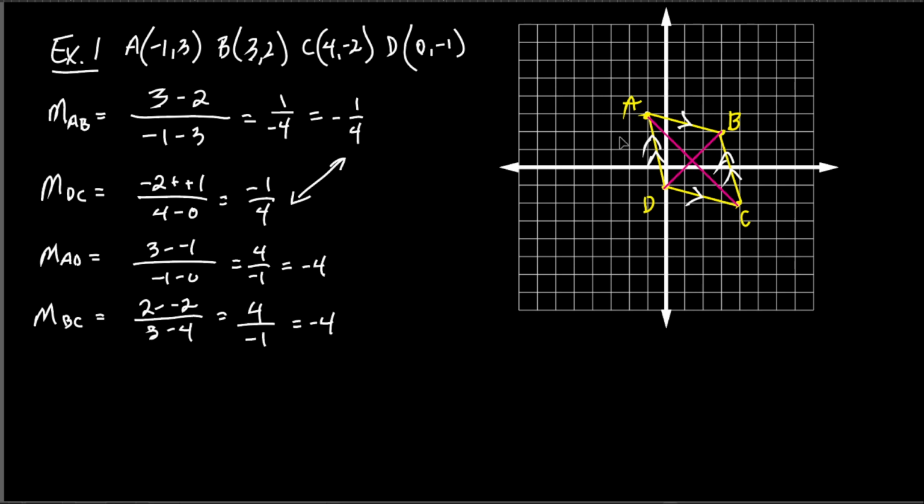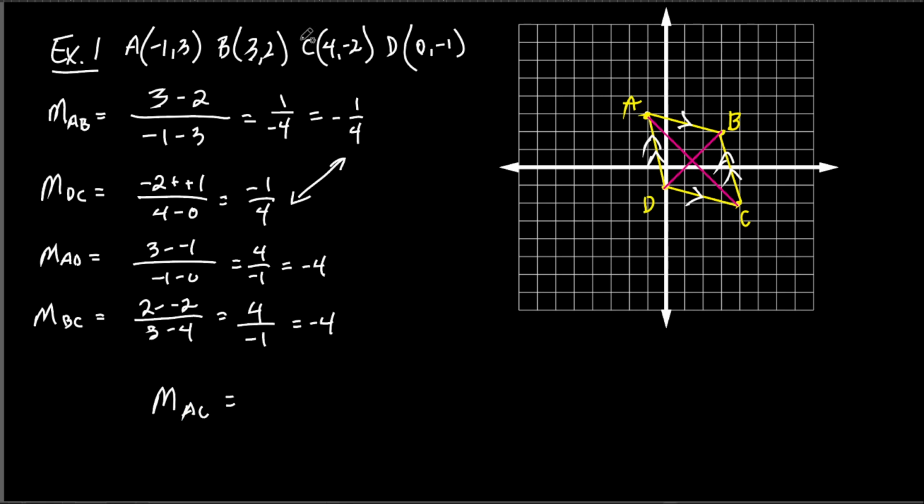Now we've already ruled out that it's a rectangle because we compared the slopes of this side and this side. They are not negative reciprocals of each other, so we cannot say that it's a rectangle. So we know it's not a rectangle. We know it's not a square. Let's see if it's a rhombus. So we've got to do slope one more time. What are we going to find the slope of? AC. So let's find the slope of AC.